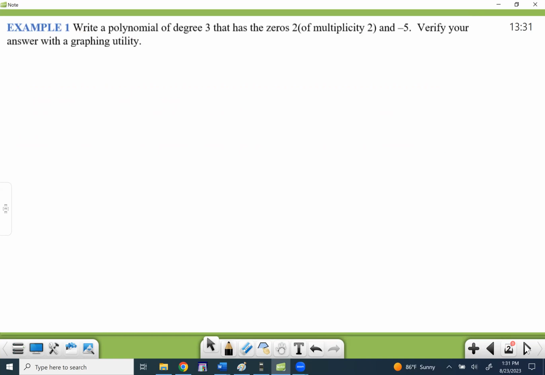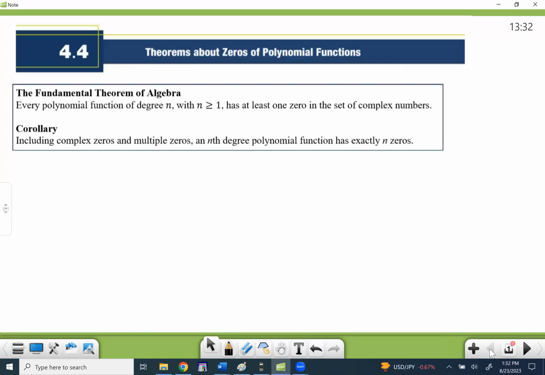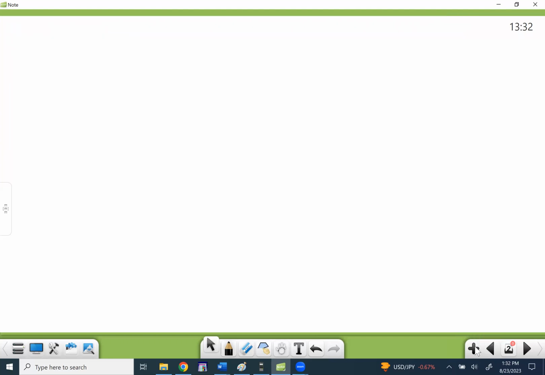It says write a polynomial of degree 3 that has the zeros 2, which has multiplicity 2, and -5. Verify your answer with the graphing utility. So this is actually the reverse of what you've been doing a lot throughout the semester.